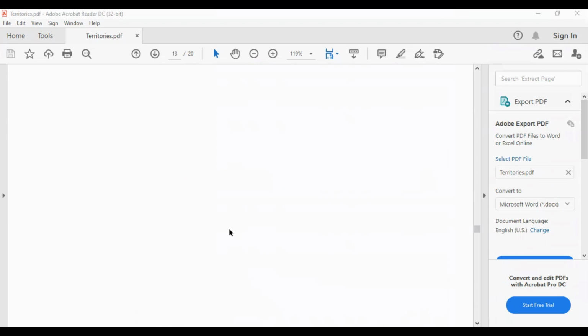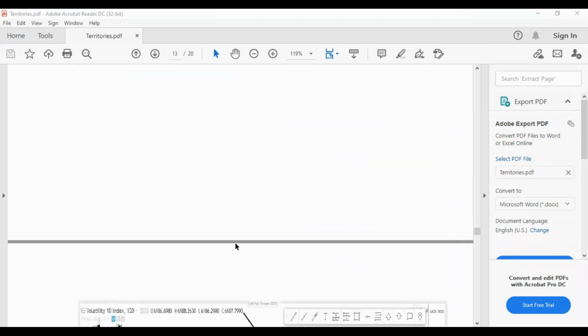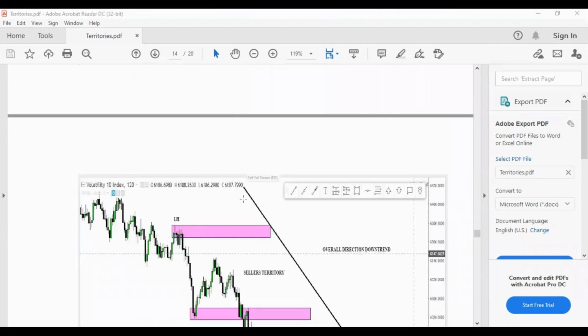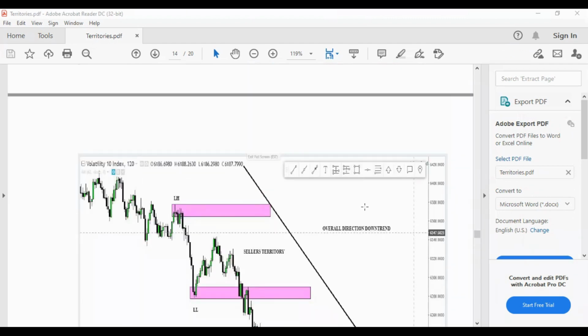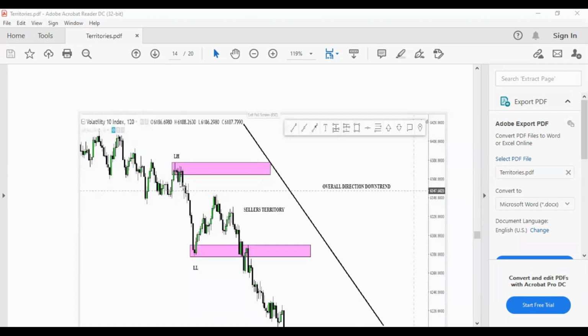So this is another chart. This is Volatility 10. This is the 2 hour chart. You can see here. First thing is we have determined that this is our bigger time frame, and this is our overall direction, which is a downtrend. And see that price is making lower highs, lower lows, lower highs, lower lows. So let's give an example. You are here.